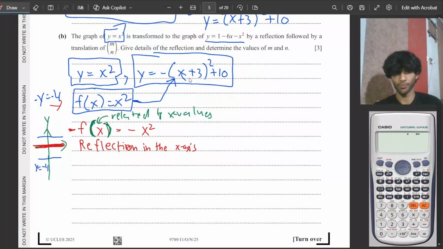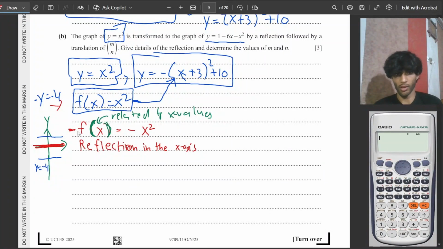What does our answer have? So our answer has a +3 and a +10 over here. How do I bring a +3 and a +10 over here? First of all, this +10 is outside of the brackets, and this +3 is inside of the brackets. So what do I do over here?